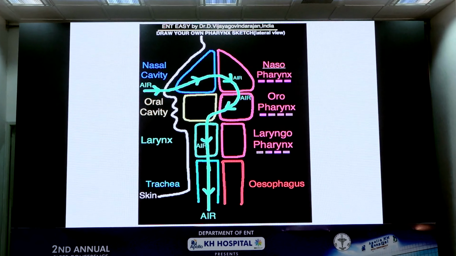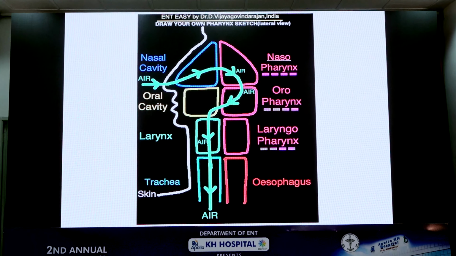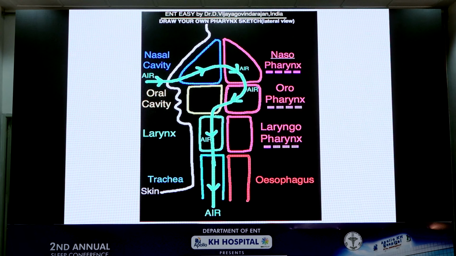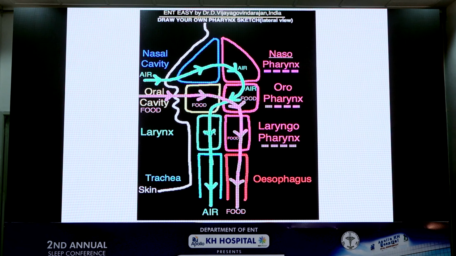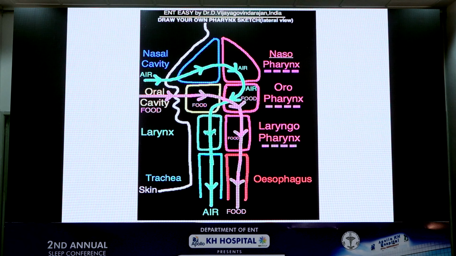This is the airway. The air takes a passage like this. At the oropharynx, it takes a turn and goes into the larynx. And this is the food passage, which takes a turn. The oropharynx plays a very key role in this because it is the crossing of both food and air.